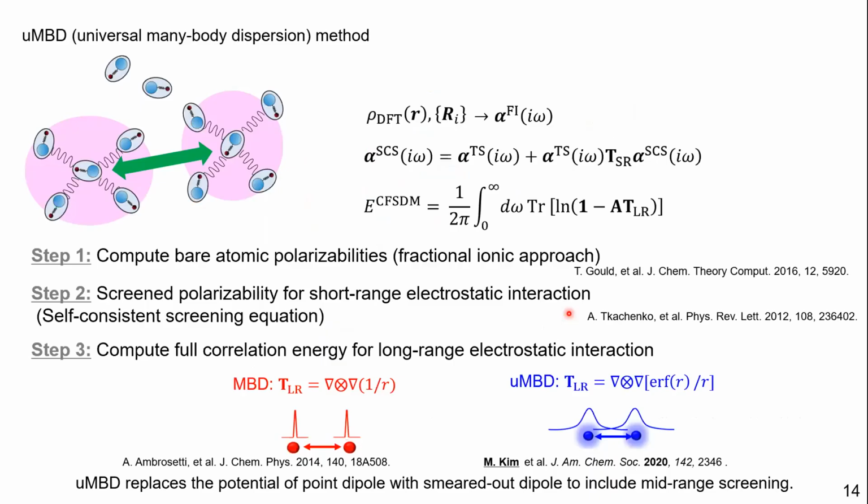So we replace the dipole types for the potential model and reproduce the damping behavior naturally occurring from the mid range. So replacing this potential model, we try to reproduce the volume energy curve for the metallic systems.